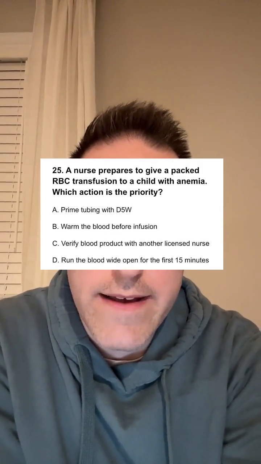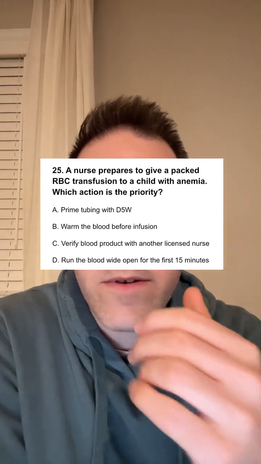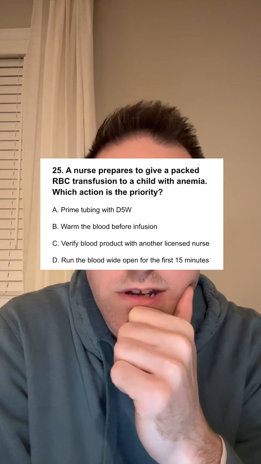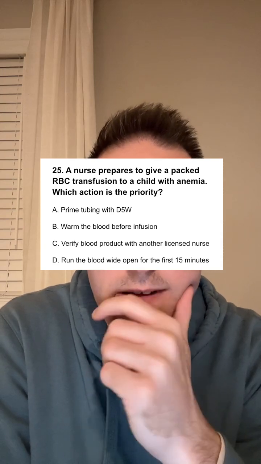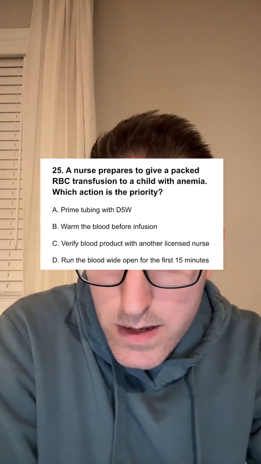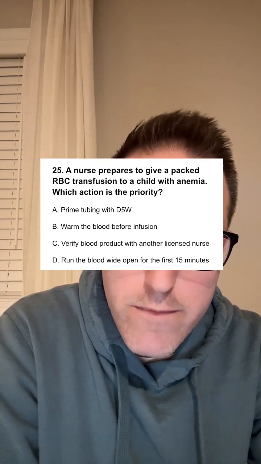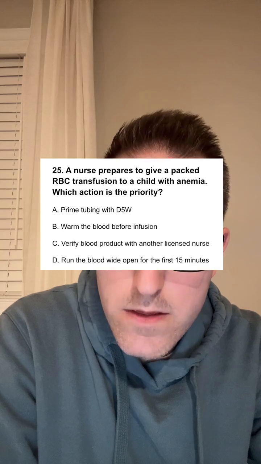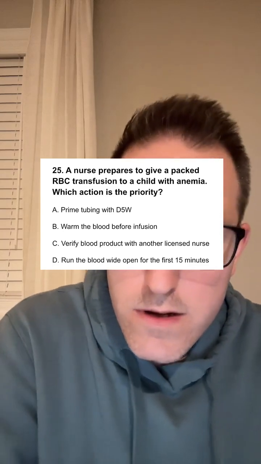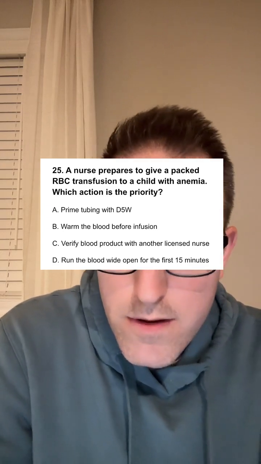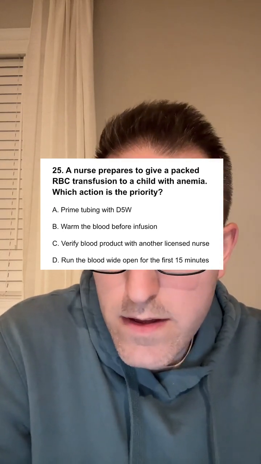Good job. 25. A nurse prepares to give a packed red blood cell transfusion to a child with anemia. Which action is the priority? I apologize, this might be new to like 300 or 400 of you, but there was another question like this earlier. And yes, the answer is going to be C. We're going to verify that blood product with another licensed nurse.